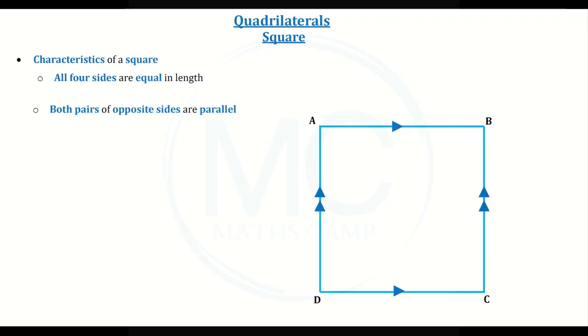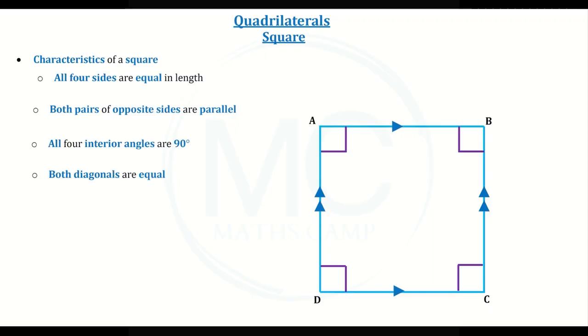In a square, all 4 interior angles are 90 degrees. So in our diagram, let's put a 90-degree angle at angle A, angle B, angle C, and angle D. In a square, both diagonals are equal in length. So let's draw in diagonal AC in green and diagonal BD as well.